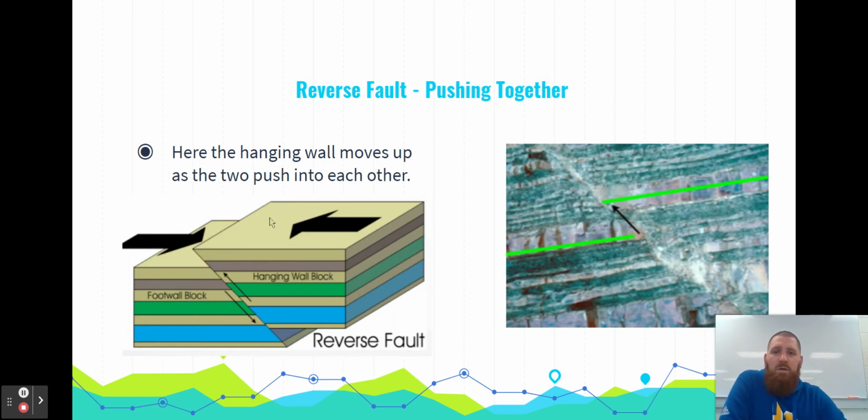A reverse fault is the exact opposite, where the hanging wall block slides upwards. We can see right here and right here where that has happened as these two plates have pushed together. So these two have come together, probably along the convergent boundary here, and as a result they've moved in and slid. And again, you can see where the striations no longer line up on these rock walls.